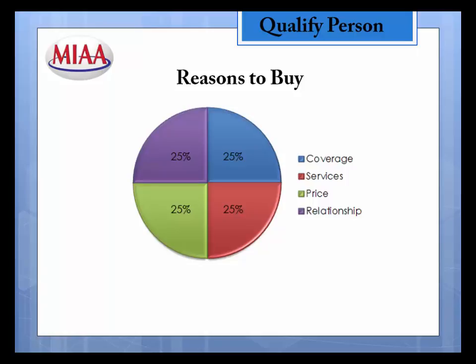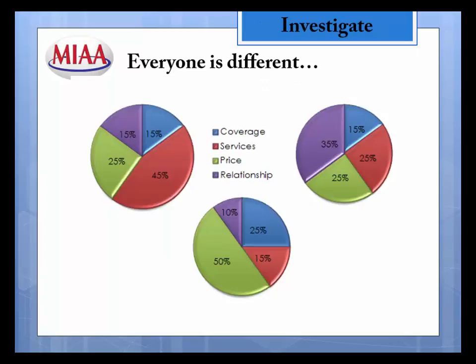And relationship is how much the person likes you, or likes or dislikes their current agent, and that is very important. So let's look at all these factors and how they stack up. The first thing to realize is that you're going to have to investigate and find out how this person buys. How do they determine whether or not they're going to buy, and what makes up their four core reasons? If you look at the top left here, this person is highly driven by service.